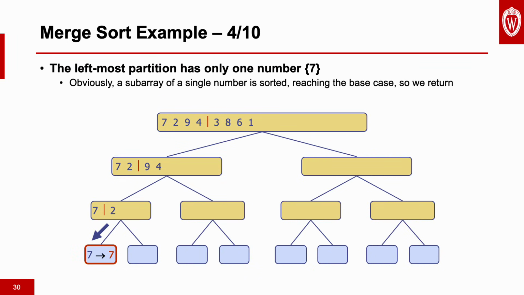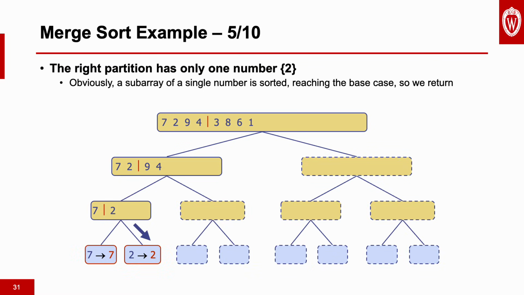Now, the leftmost partition has only one number, 7. Obviously, a subarray of a single number is sorted, reaching the base case, so we return. When we return to the previous recursion, we move to the right partition, which has only one number, 2. Obviously, a subarray of a single number is sorted, reaching the base case, so we return.